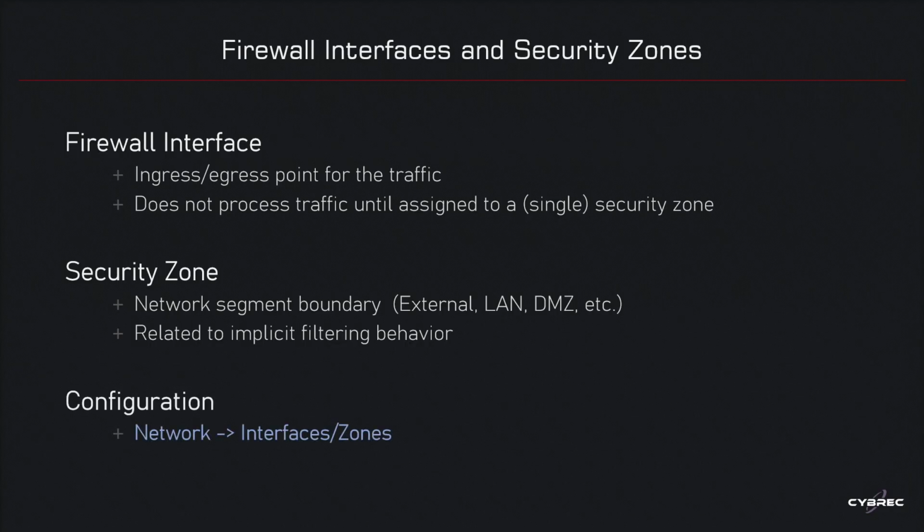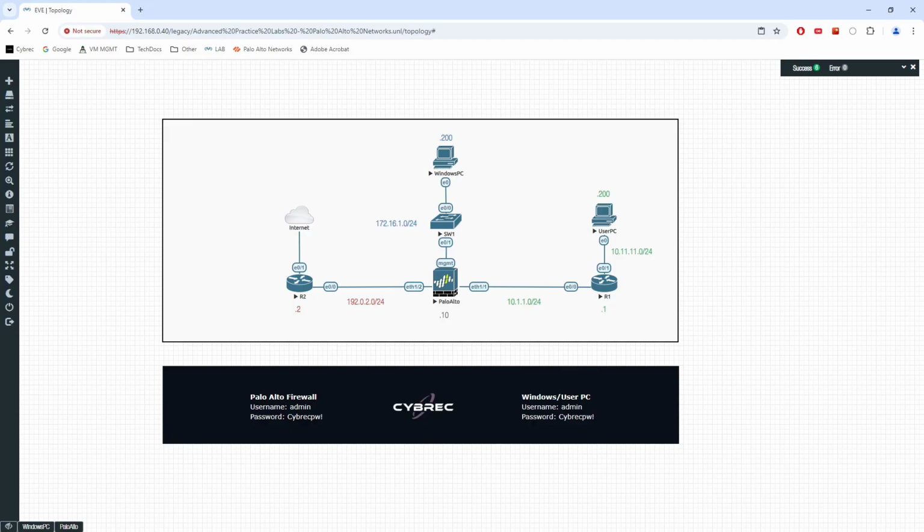We will now configure interfaces and zones on this firewall. This is something that we can do from the Network tab.